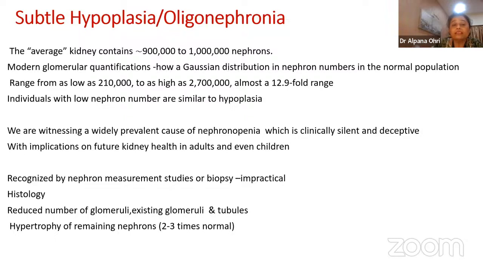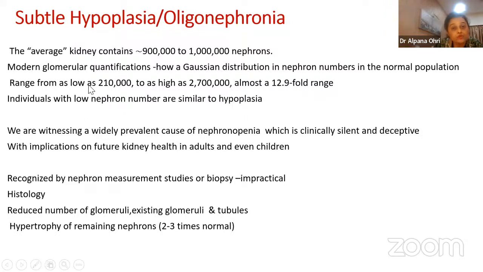When we are talking about kidneys in general, we are assuming that individuals having 2 kidneys have close to 18 to 20 lakh nephrons, at least at the time of birth. But what has been seen by glomerular quantification studies is that the number of nephrons in a normal population follows a Gaussian curve. There are individuals who have only about 2 lakh nephrons, and those who have 27 lakh, which is a 13-fold change.